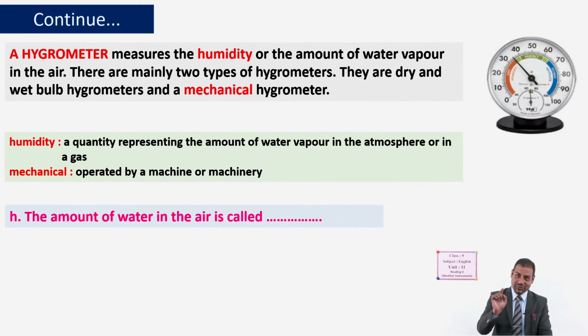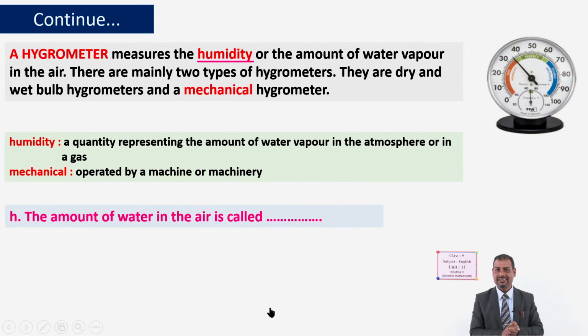Okay, you can find this answer in this line. See, humidity. Here is given, or the amount of water vapor in the air. The amount of water in the air is called humidity. So have you got it? Yes, you are right.